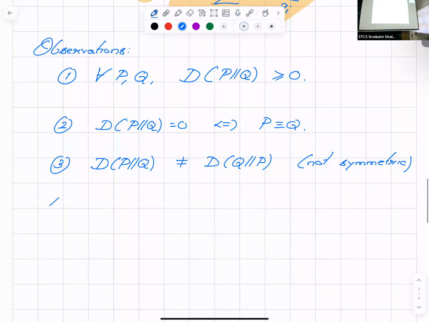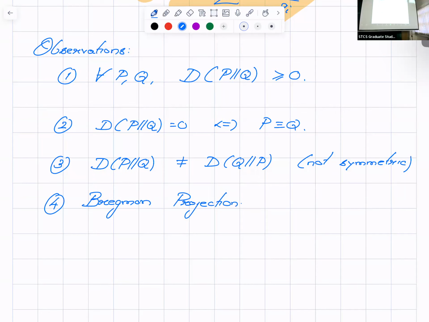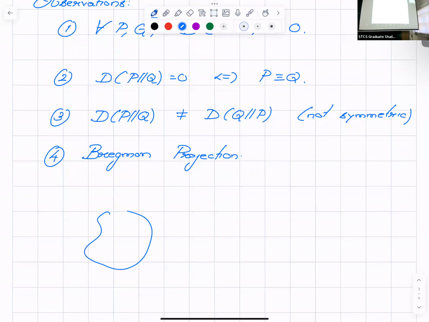That's one thing. The fourth and the most important property for us will be this notion of Bregman projection. You have this convex set P, and I have some Q distribution which is outside the set P. What I want to find is a P. Let's call this P hat.